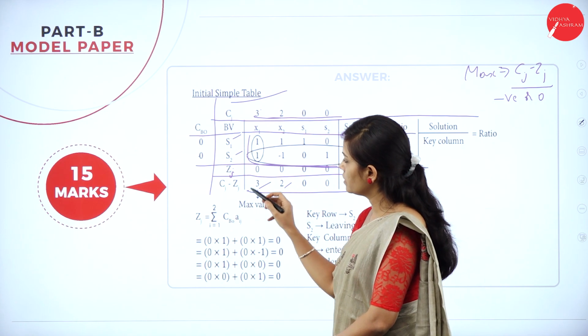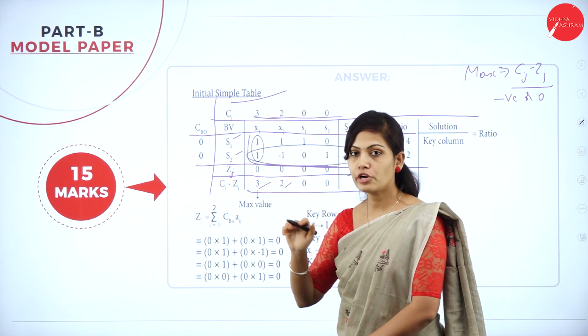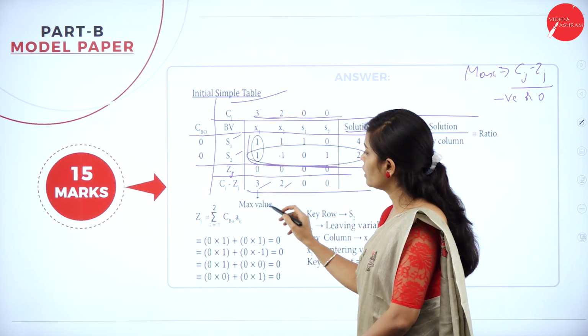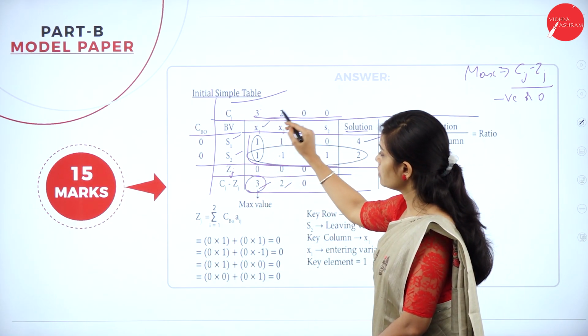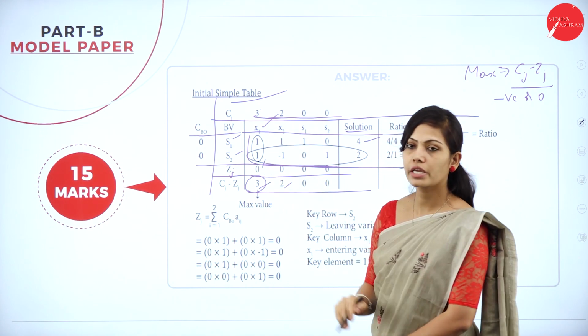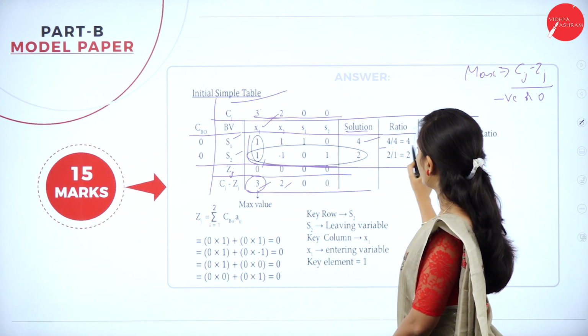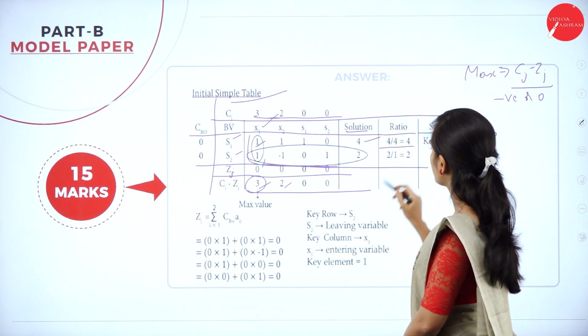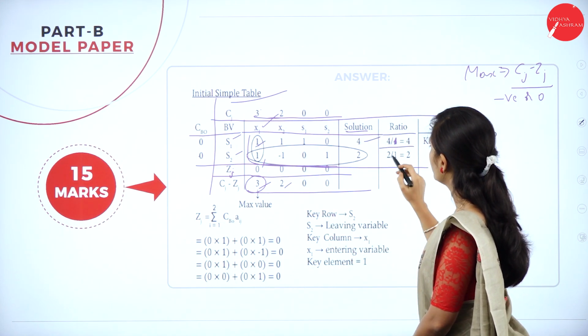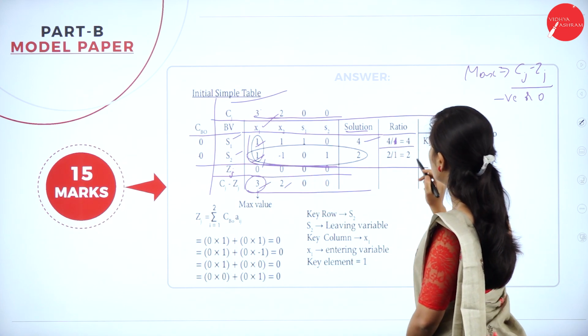So now here you have to write the key column, and how to find the key column? You have to choose the maximum value. Maximum is 3. It comes under the x1 column. x1 column is the key column. And here find the ratio. So 4 by key column 1, and 2 by key column 1.